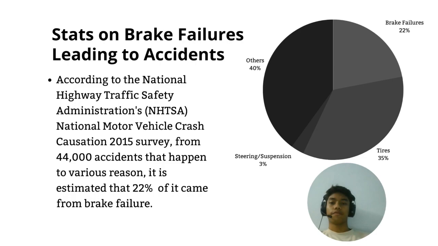Then we move to the statistic on brake failures leading to accidents. Based on survey that have been conducted by NHTSA, National Highway Traffic Safety Administration, National Motor Vehicle Crash Causation in 2015, out of 44,000 accidents that happen due to various reasons, it is estimated that 22% of it came from brake failure, and others is 40%, steering or suspension 3%, and also tires 35%.